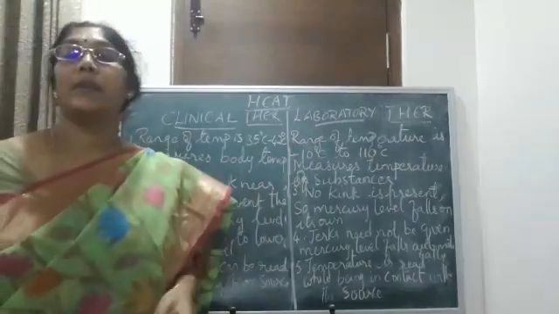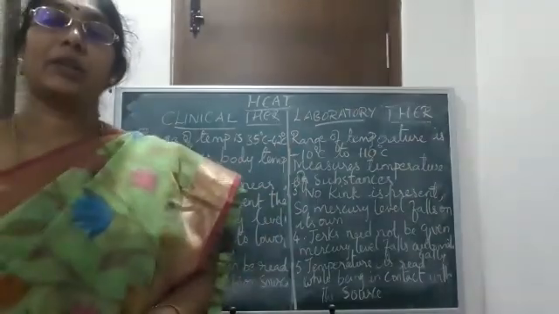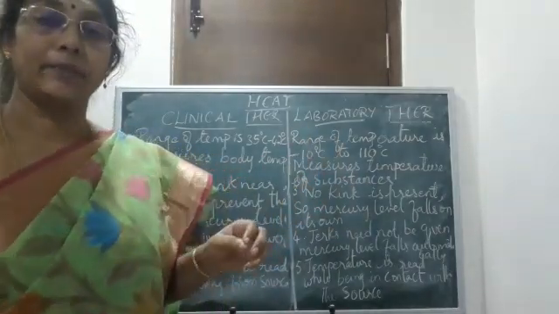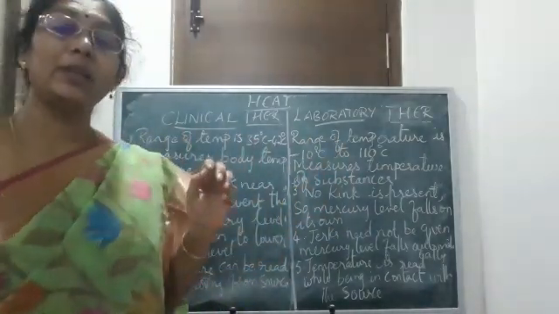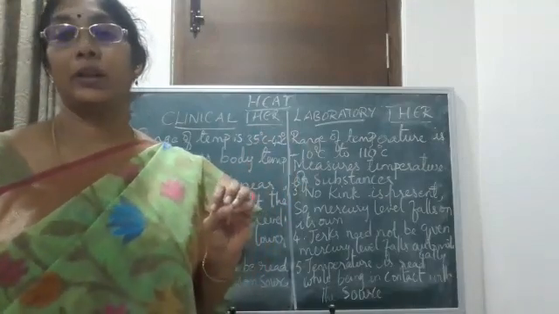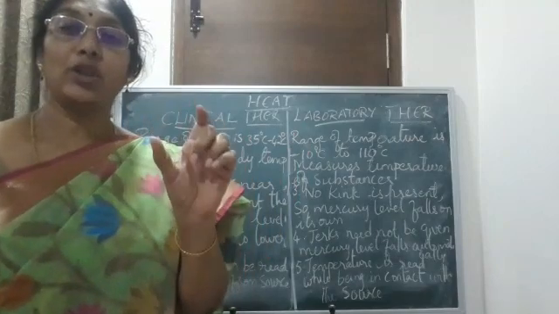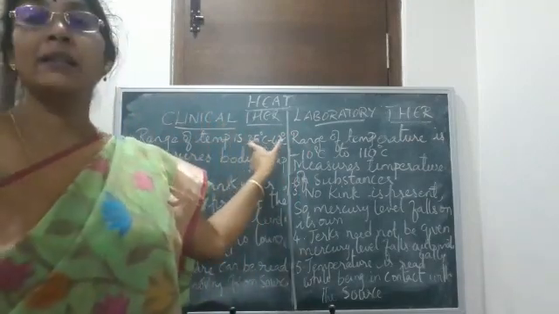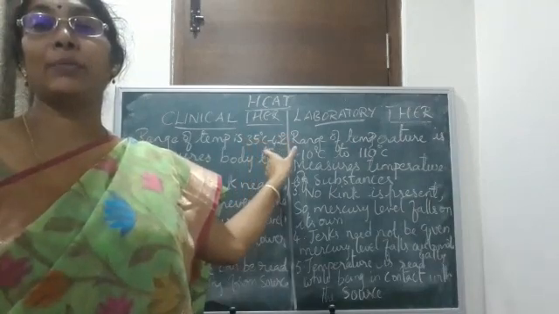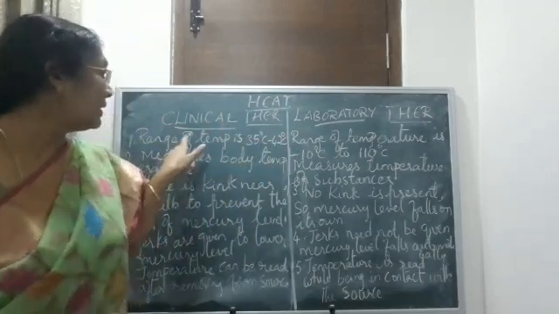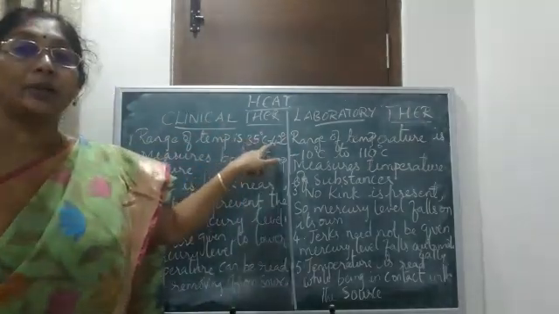What are the differences between a clinical thermometer and a laboratory thermometer? Okay, let's see the differences. In a clinical thermometer, the range of temperature is from 35 to 42 degrees Celsius only. So you can measure a small range of temperature, only 7 degrees Celsius, that is only from 35 to 42.